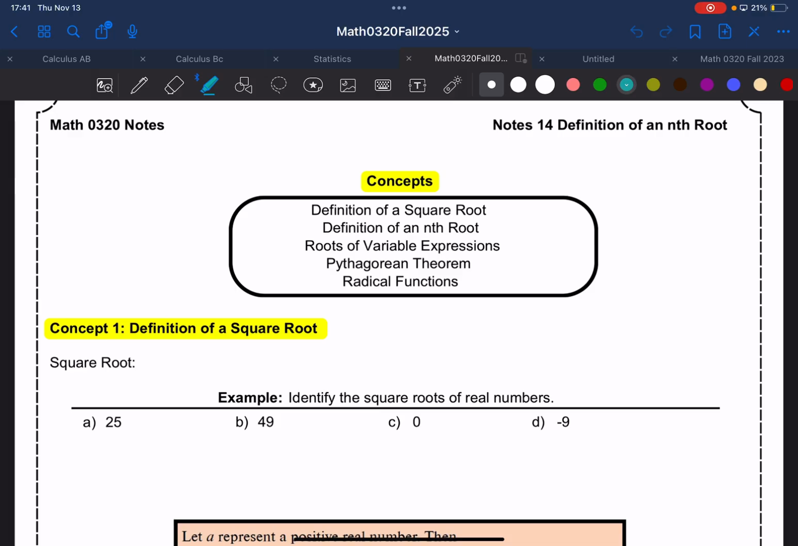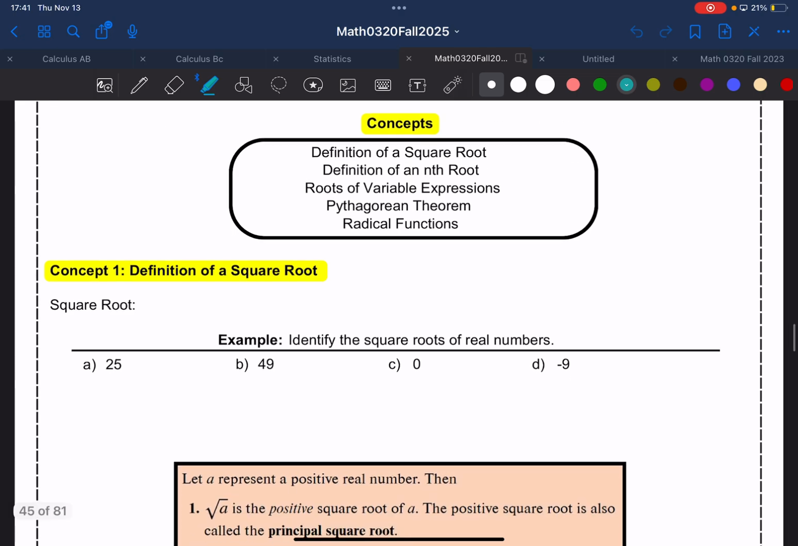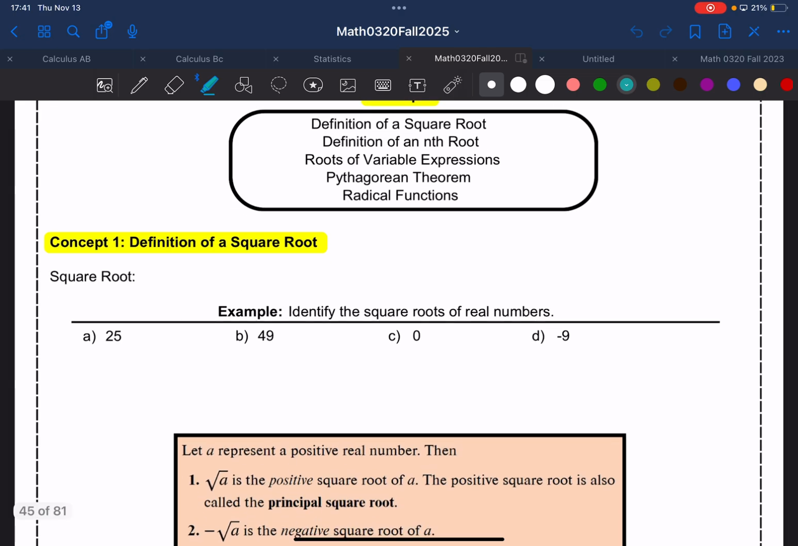And radical functions are functions that have a radical. So like a square root, a cube root, a fourth root, etc. Okay. So first, the definition of a square root.